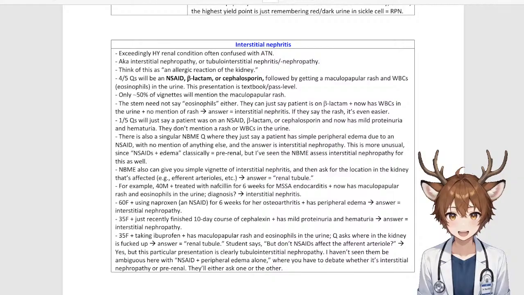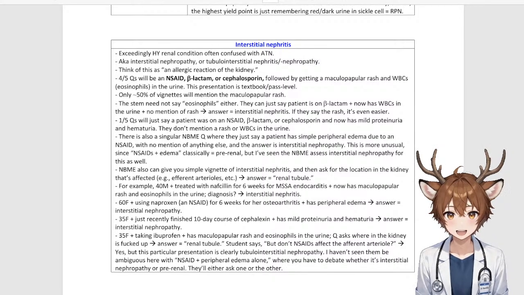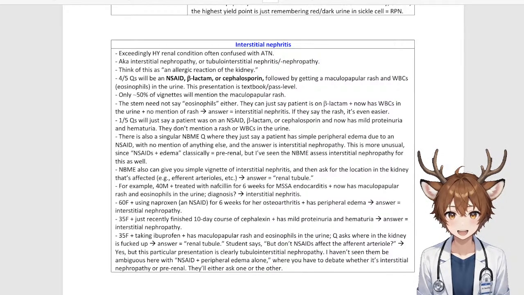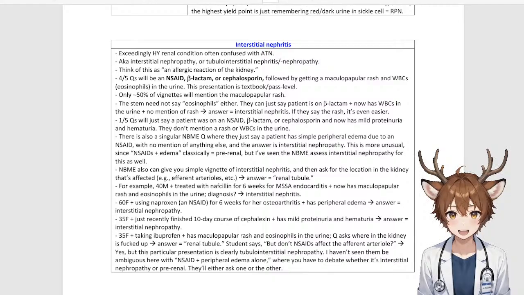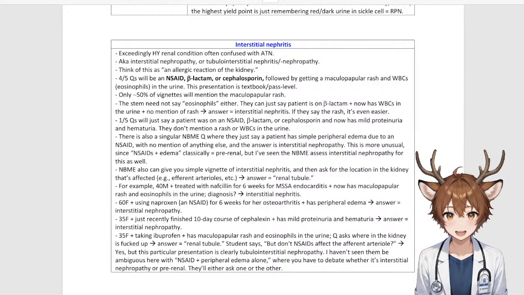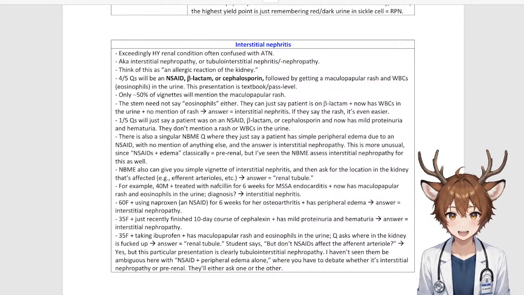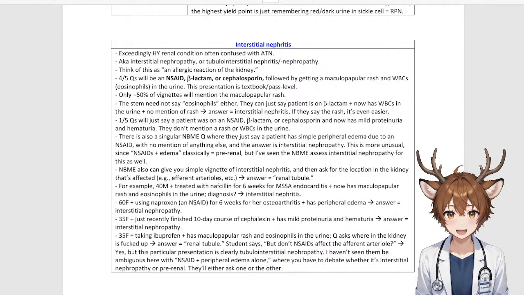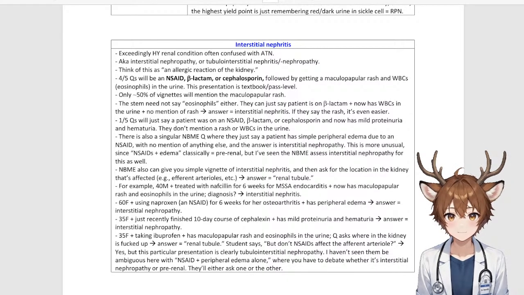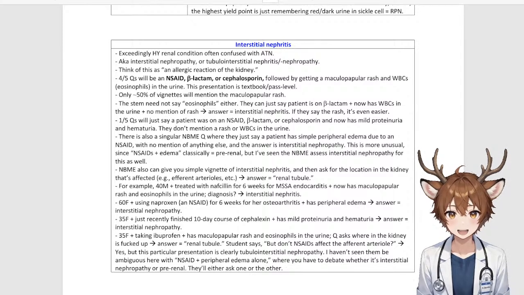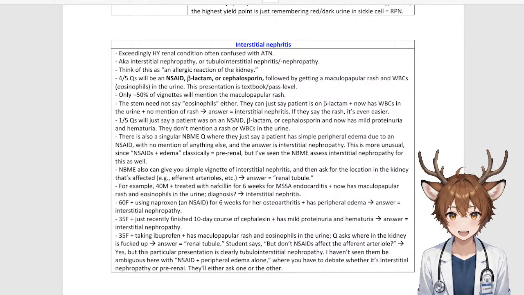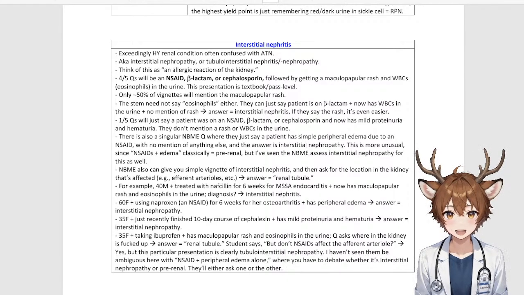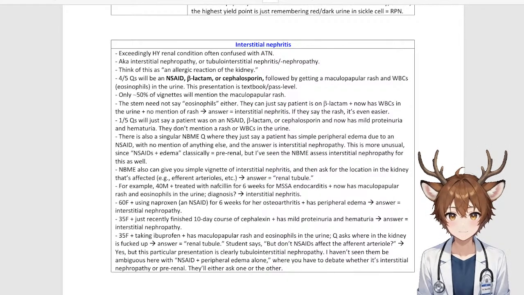1 out of 5 questions will just say a patient was on an NSAID, beta-lactam, or cephalosporin and now has mild proteinuria and hematuria. They don't mention a rash or white blood cells in the urine, so that makes it obviously more difficult to figure out. There is also a singular NBME question where they just say a patient has simple peripheral edema due to NSAIDs with no mention of anything else, and the answer is still interstitial nephropathy. This is more unusual since NSAIDs plus edema classically would be prerenal, but I've seen an NBME assess interstitial nephropathy for this as well, so it is tricky.